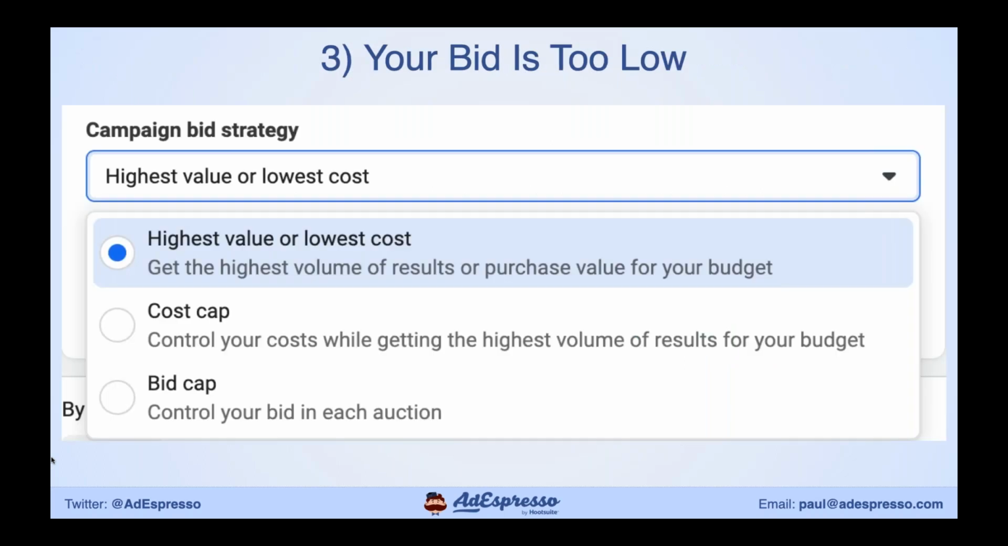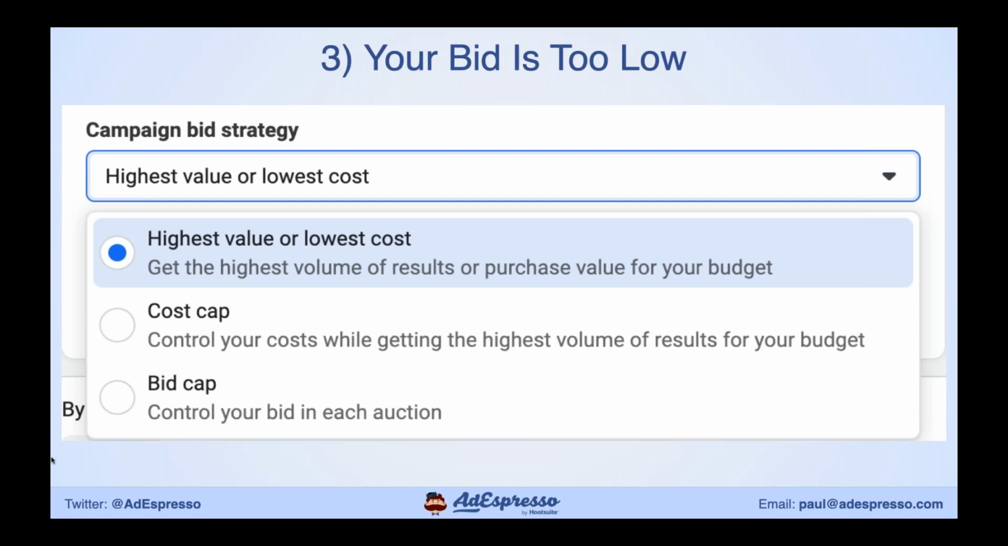Then the third reason, we're getting to more of a tactical reason here, is that your bid is too low. On Facebook, you can have lowest cost bidding. It used to be called automatic bidding, where you say to Facebook, get me the best balance between results and cost. But sometimes people like to put a cost cap or bid cap on their ads, and they just bid too low. For example, maybe it costs Facebook $5 to get you a lead, and you put in a bid cap of say $3, and Facebook just can't find anybody at $3 per lead. And so your campaign either shuts down or the spending really trickles.